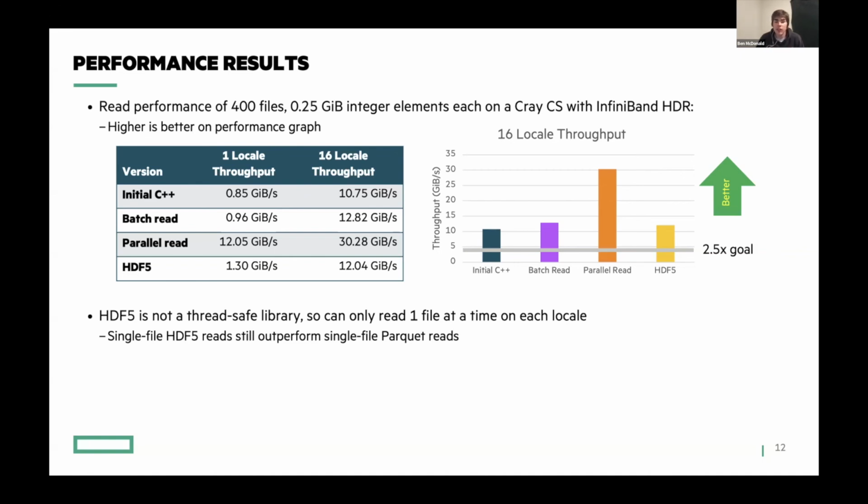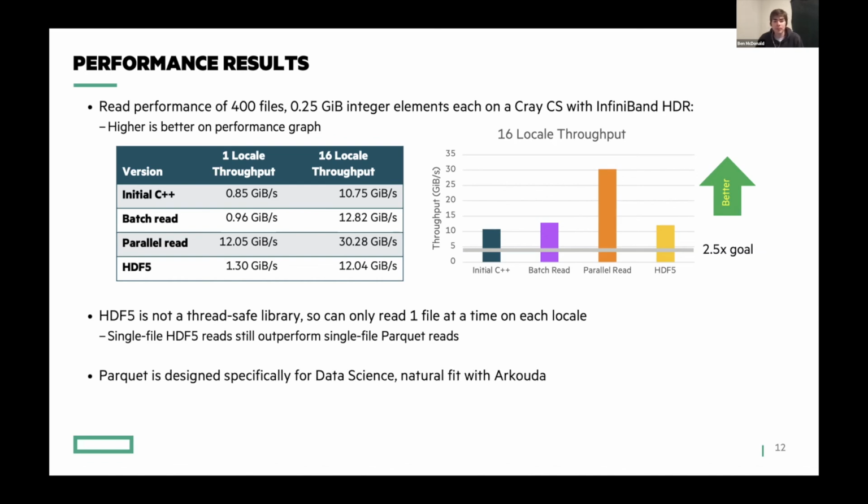Because of that discrepancy between the parallelism allowed by Parquet and not by HDF5, we were actually able to flip that goal around a little bit. We were hoping to be within 2.5x of the HDF5 performance, and we were actually able to get 2.5 times the HDF5 performance. HDF5 was about 12 gigabytes per second, and Parquet was about 30 gigabytes per second for the read file case. So we were able to invert that goal a little bit.